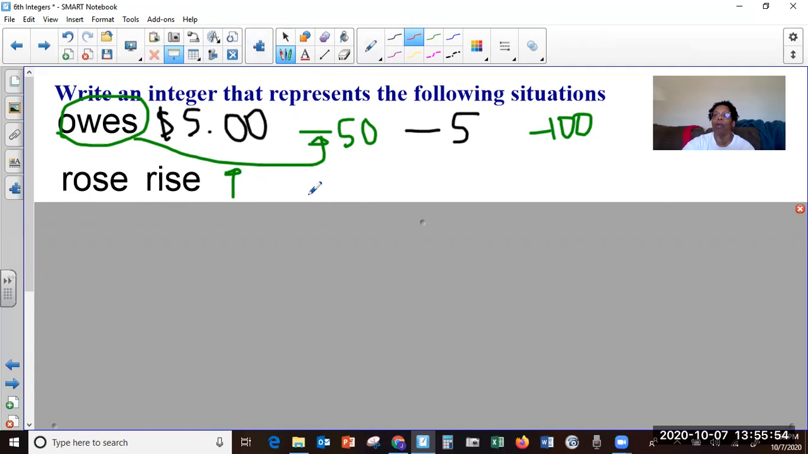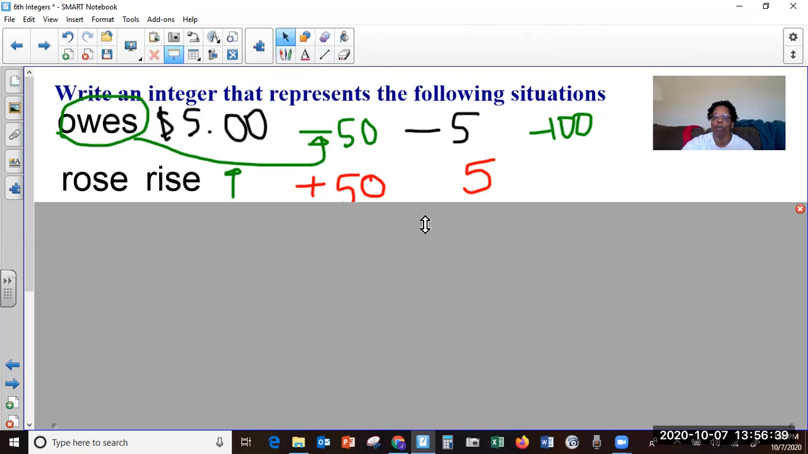So suppose I say I rose up 50 feet on the what you call those things that go around at the circus, at the carnival. I rose 50 feet in the air. So that's going to be a positive 50. And remember, if it's 50, it's represented by a plus, but we don't write the plus because it's understood. Suppose you climbed 5 feet, so you rose up 5 feet. That is represented as a positive 5. We don't need to put the positive on it. So rose, to represent the integer, it's going to be positive. Positive for rose. Negative for owes.